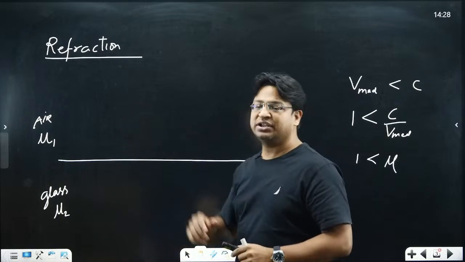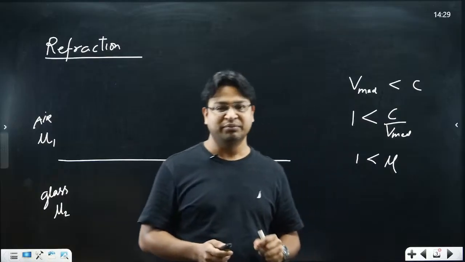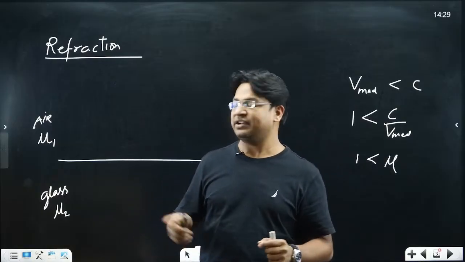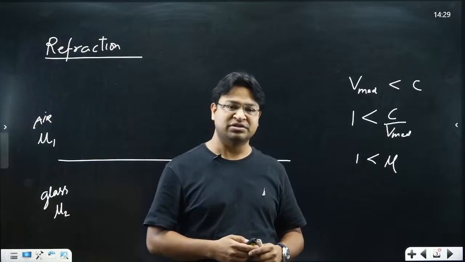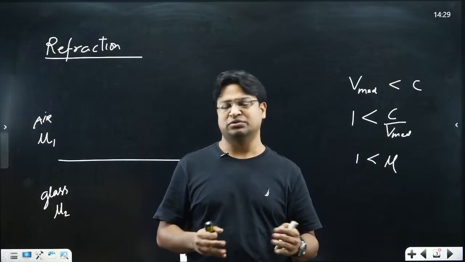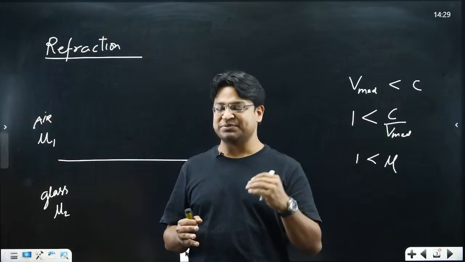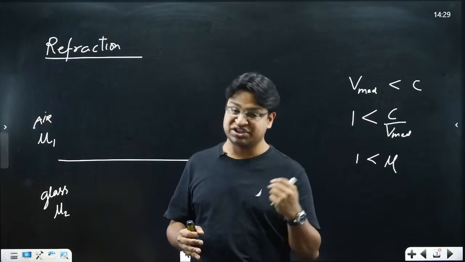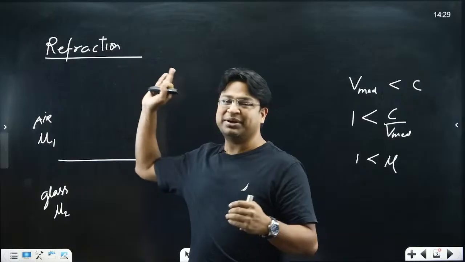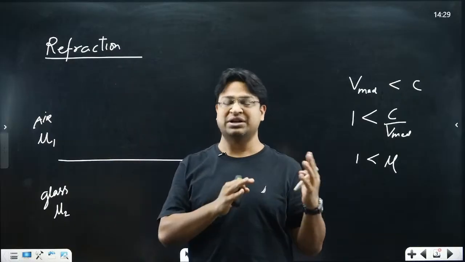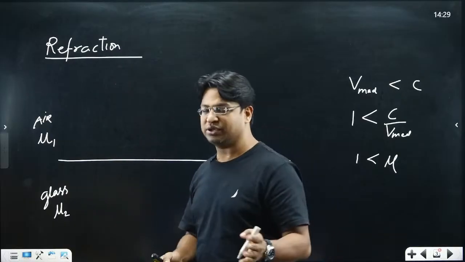Now for air, the refractive index is considered to be 1, implying that the speed of light in air is almost as good as the speed of light in vacuum, which is true also. Strictly speaking, the speed of light in air is a little less than C, but the difference is too small to be considered while doing the calculation, so we don't consider it.